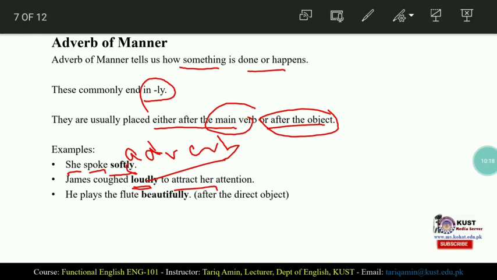He plays the flute beautifully. How does he play the flute? He plays the flute beautifully. In this example, the flute is the direct object and beautifully has been used after the direct object, whereas in the above examples, the adverbs are used directly after the main verbs.